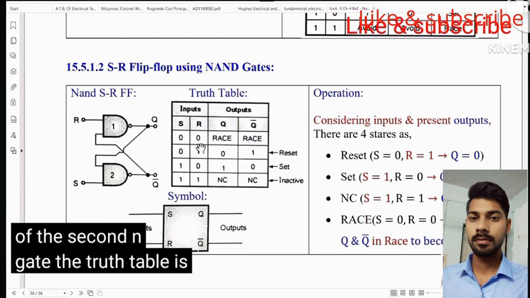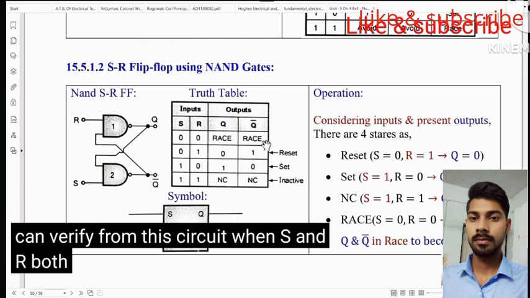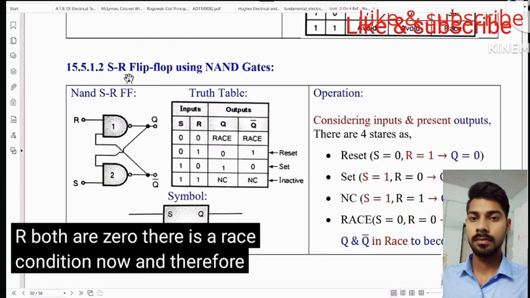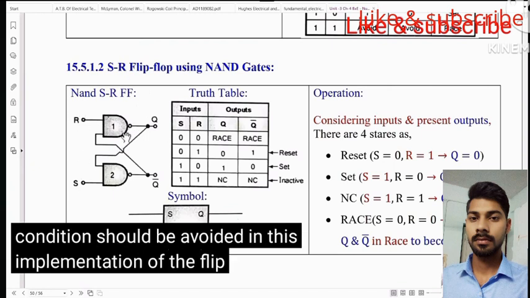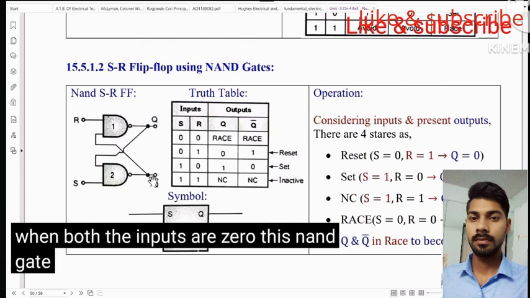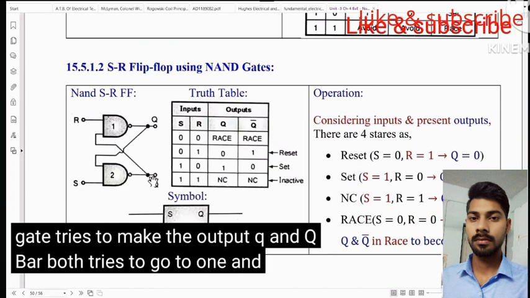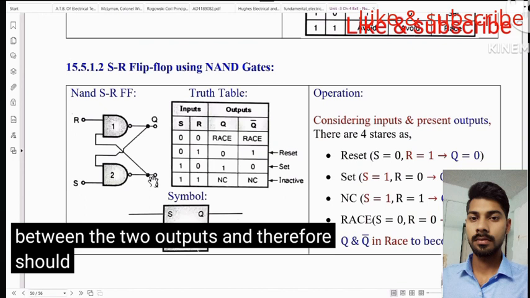The truth table is again the same. You can verify from this circuit. When S and R both are 0, there is a race condition now. And therefore, this condition should be avoided in this implementation of the flip-flop. When both the inputs are 0, the NAND gates try to make the outputs Q and Q bar both go to 1. And therefore, this is a race condition between the two outputs and should be avoided.